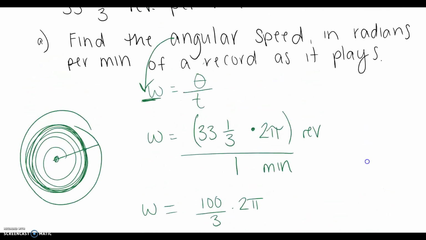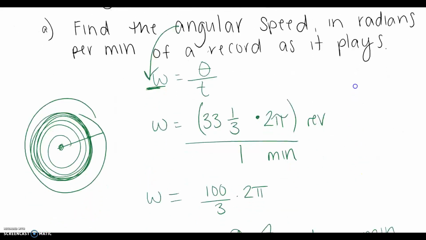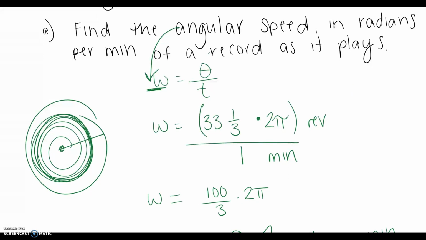So we left off looking at a vinyl record that has a diameter of 30 centimeters, a typical one, and when played on a turntable, it's spinning at 33 1/3 revolutions per minute. So we found the angular speed. And remember, when I say angular speed, that's the rate that the vinyl is rotating around this fixed point. So the revolution's going around.